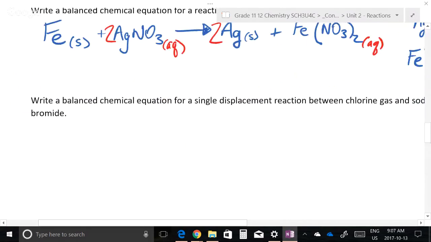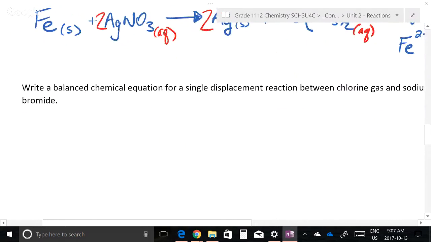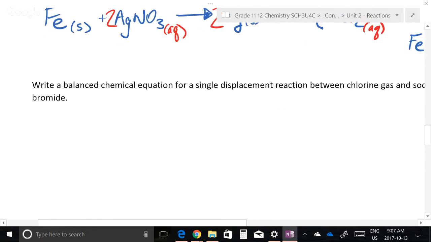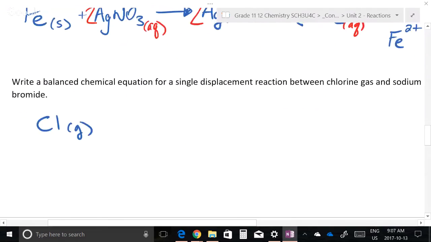Good. Now let's talk about this next one. Chlorine gas and sodium bromide. Okay, so chlorine is a gas, and then over here, it's Cl2. Oh, it's Cl2. Why is it Cl2? It's diatomic. Why do we need 2 there?